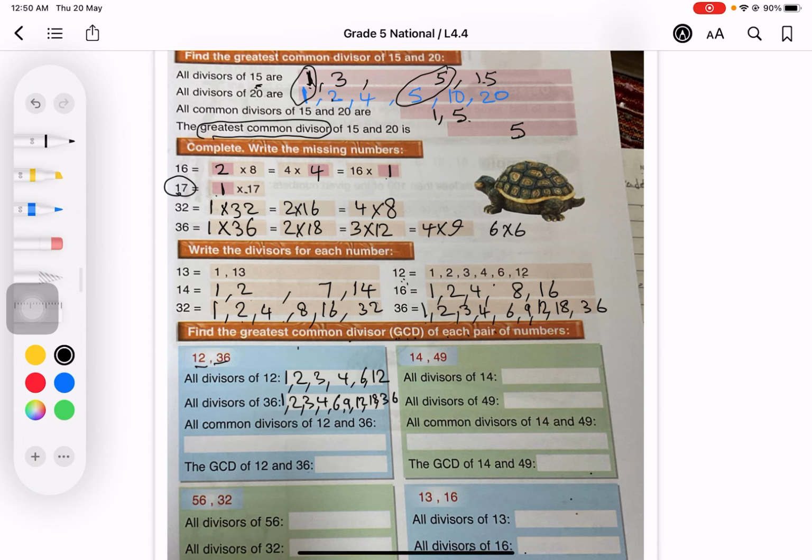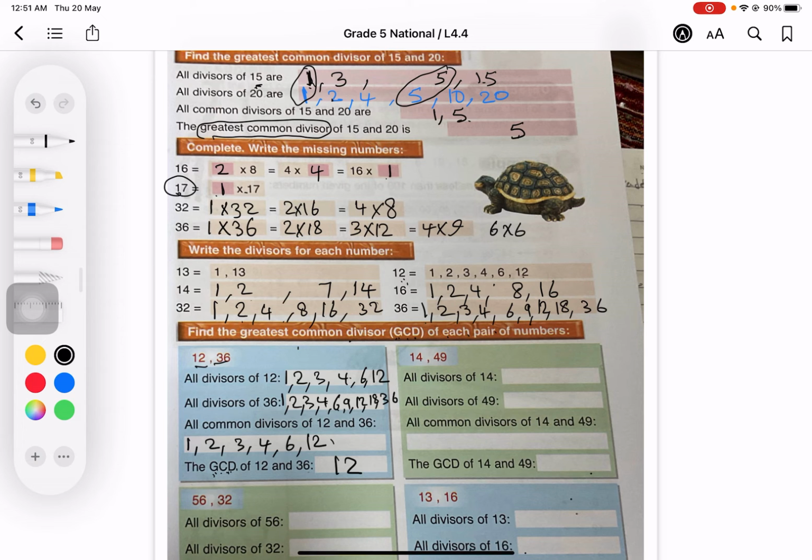What are all the common divisors of 12 and 36? The 1 they are common, the 2, the 3, the 4, the 6, the 12. Okay, so the greatest common divisor of 12 and 36 is 12. So the greatest common divisor, القاسم المشترك الأعظم, will be 12.